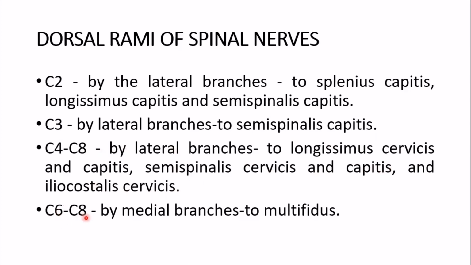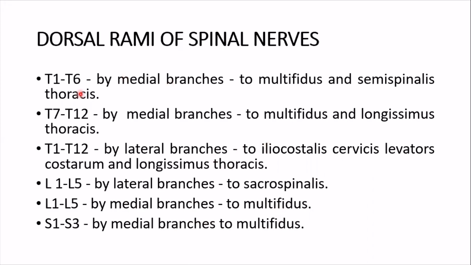C6 to C8 motor branches, the medial branches, supply the multifidus. Then the thoracic components, T1 to T6, by medial branches to the multifidus and the semispinalis thoracis. These are the muscles of the back, all the anatomy of the back. So in gross anatomy, you will know these muscle names.